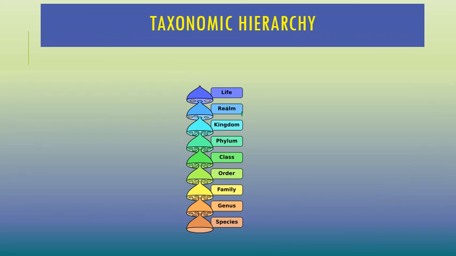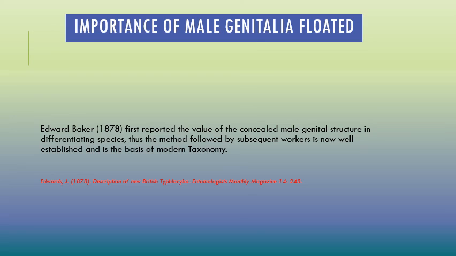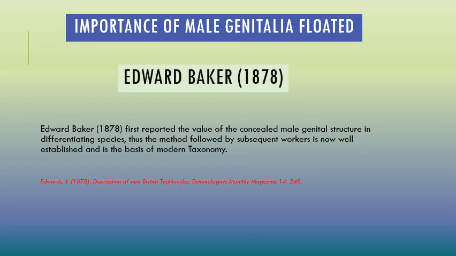Now you can see here how higher classification goes down. Life, realm, kingdom Animalia, phylum, then class, order, family, genus, and species. Most often, however, we need to dissect the male genitalia of insects to reach the species level. The importance of male genitalia was first floated by Edward Becker, 1878. Edward Becker first reported the value of the concealed male genitalia in differentiating species. Thus the method followed by subsequent workers is now well established and is the basis of modern taxonomy.